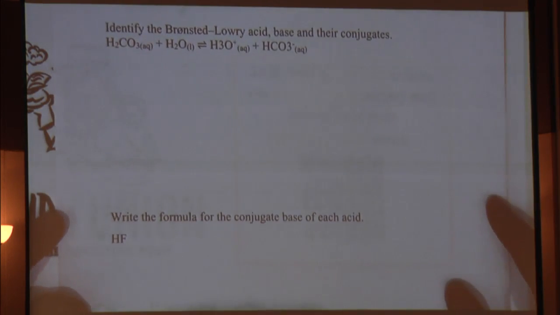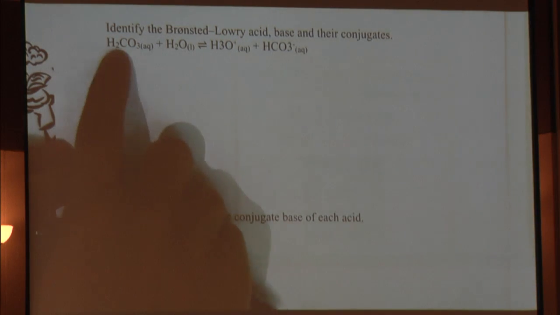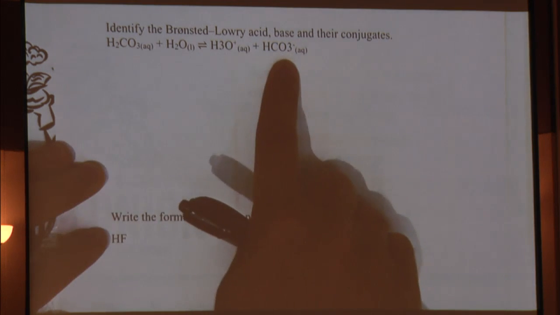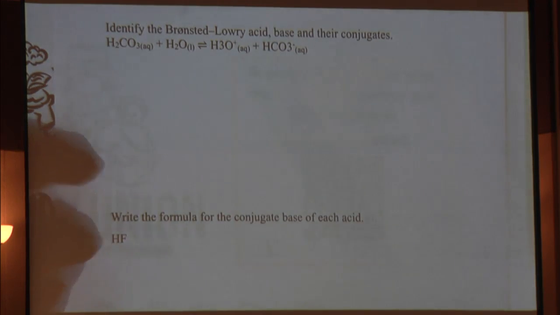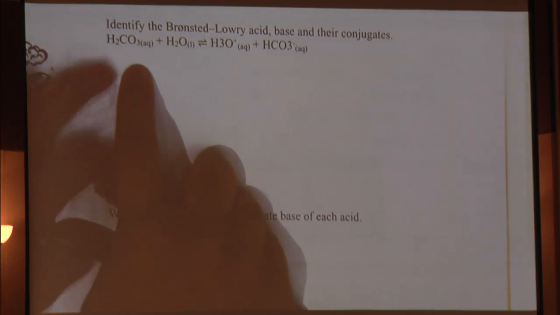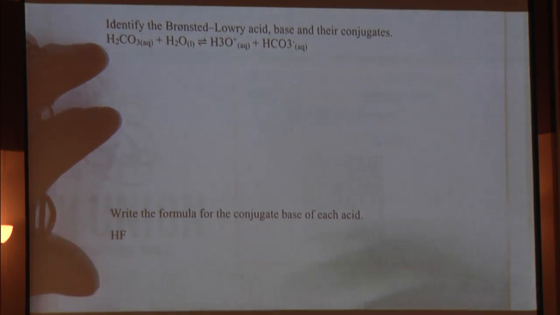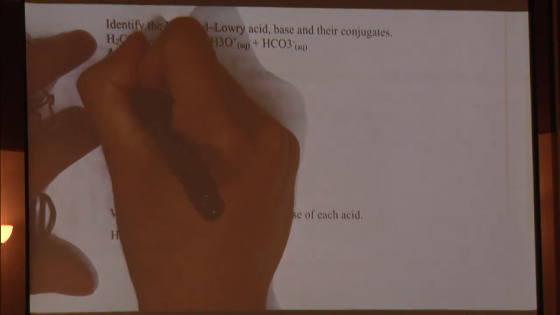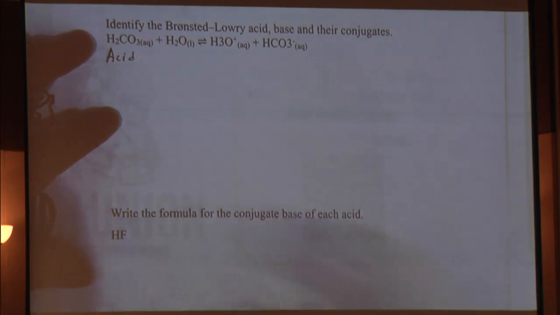So we're moving into acids and bases now. So we're going to identify the Bronsted-Lowry acid, base, and their conjugates. So starting off, we can see that our H2CO3 loses a proton, and our water gains a proton. So here we can see that because it donates a proton, this is our acid. And our water, because it accepts that proton, is a base.